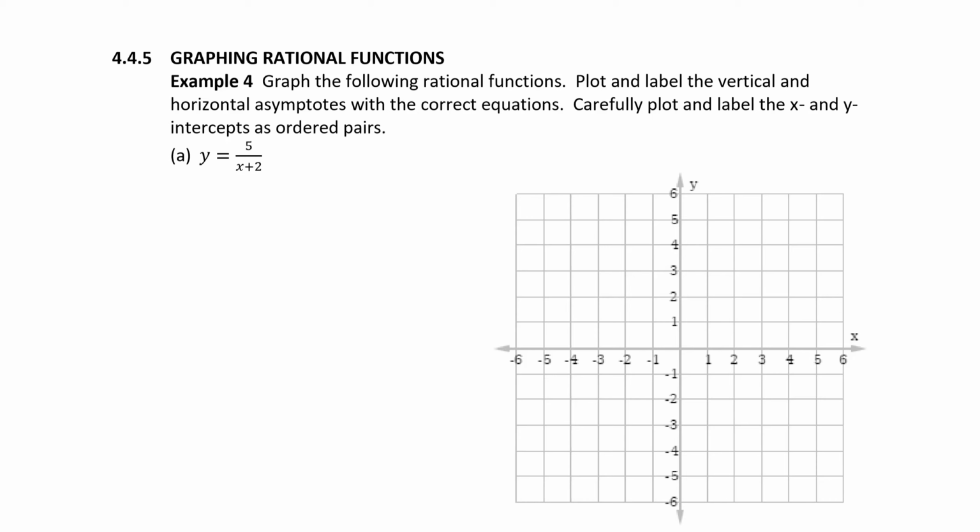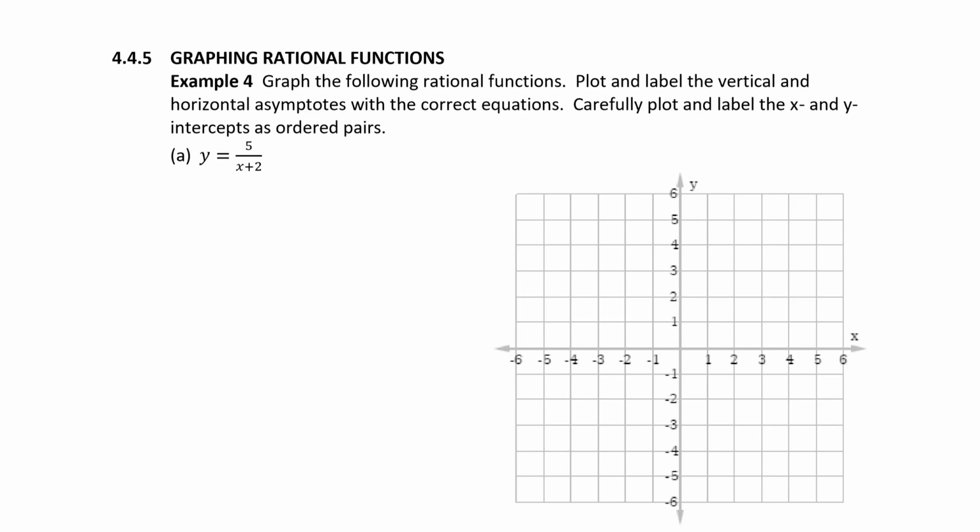We are now ready to put all this information together to actually graph rational functions here in section 4.4.5. So let's jump right into example 4. Graph the following rational functions. Plot and label the vertical and horizontal asymptotes with the correct equations. Carefully plot and label the X and Y intercepts as ordered pairs.